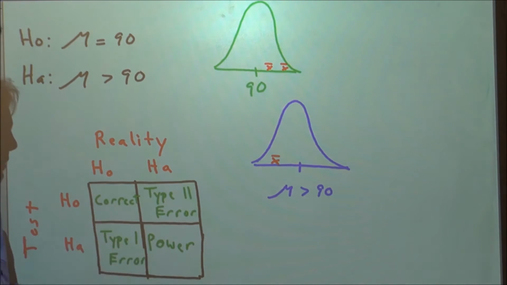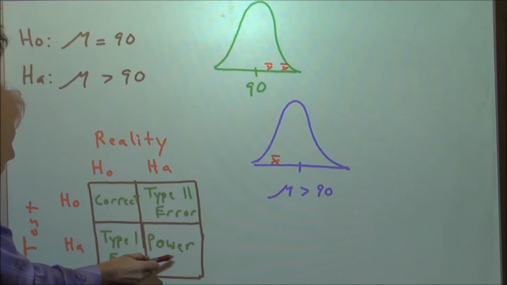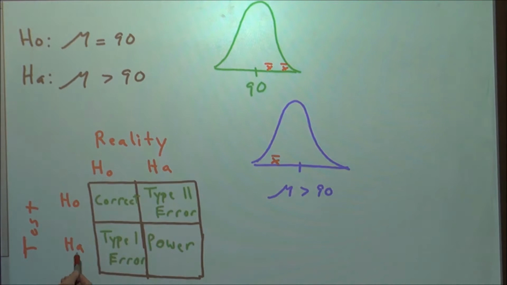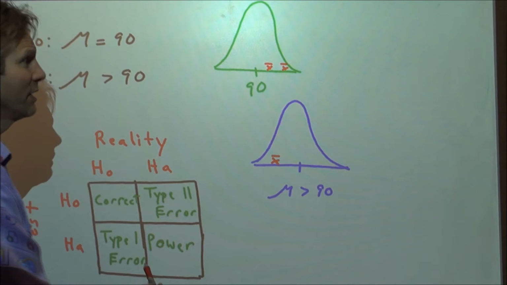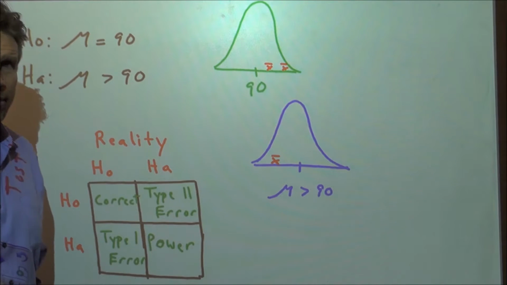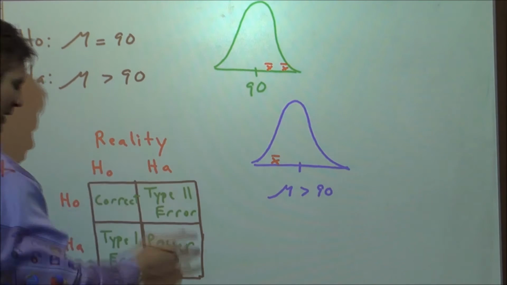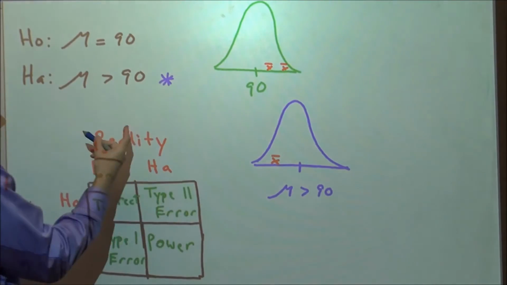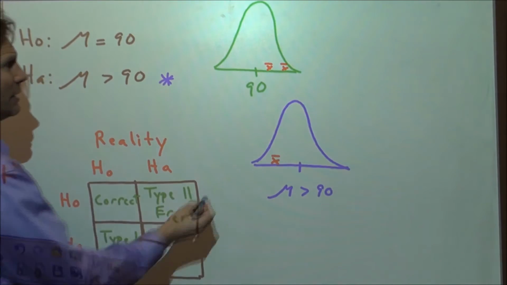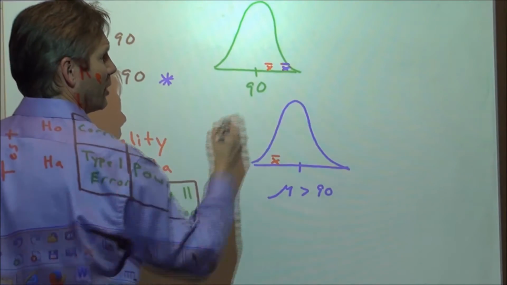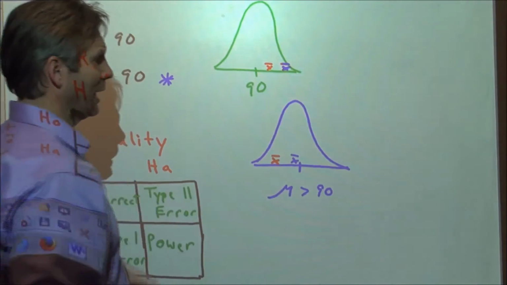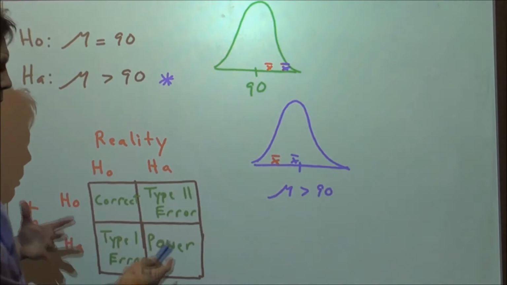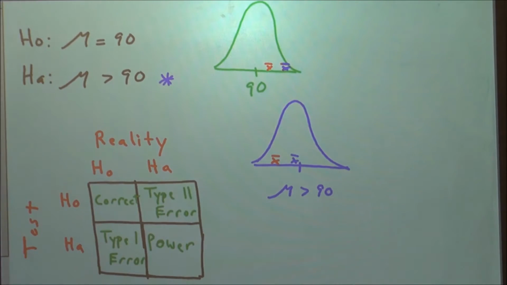And then the power of the test is this: if the alternative is true, and in our hypothesis test we conclude that the alternative is true, we made the correct decision, and that is the power of the test. So we want to run a powerful test to detect if it's really true that the mean wait time is more than 90 seconds. We're hoping that we get a sample mean up here, which would be more likely if the alternative was true, and we would correctly reject the null.